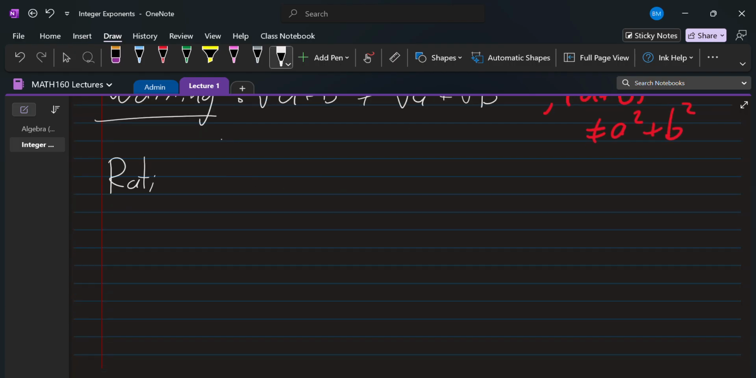Any questions on the properties? All good? Okay, rationalizing the denominator.